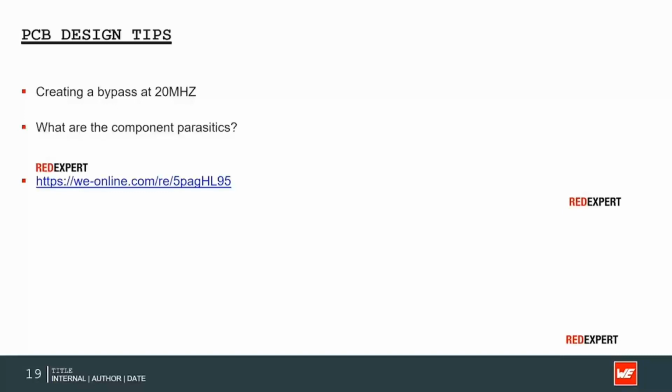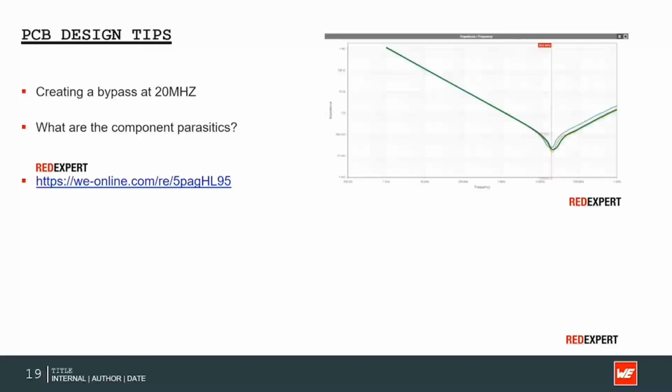I like to start from a use case: creating a bypass at 20 MHz on your PCB to decouple an IC. I want to start by selecting an appropriate component. As seen, a capacitor is an interesting component to do this. For this, I start in the REDEXPERT tool by searching the lowest impedance for the requested frequency of 20 MHz.